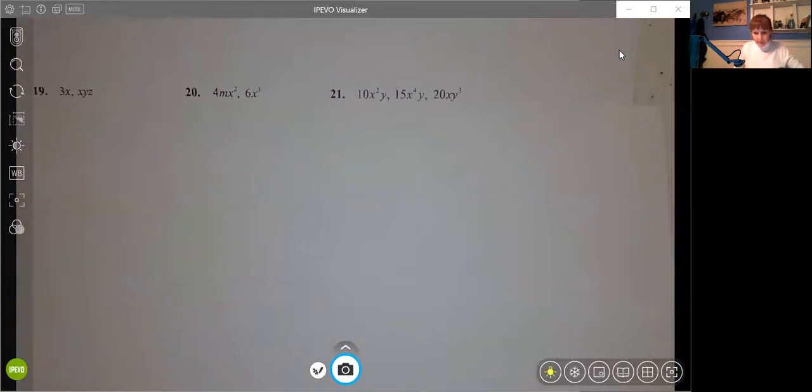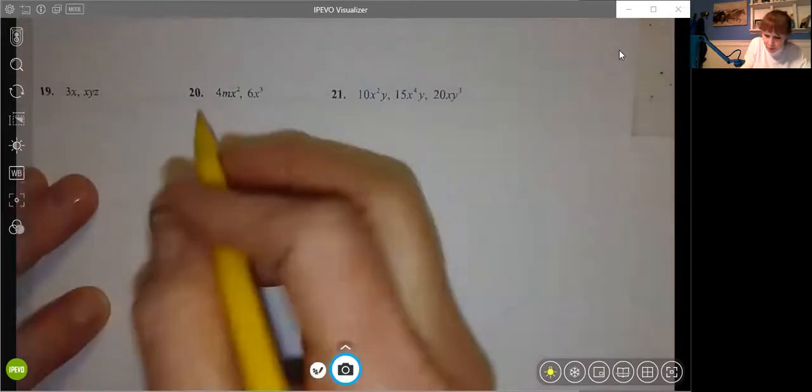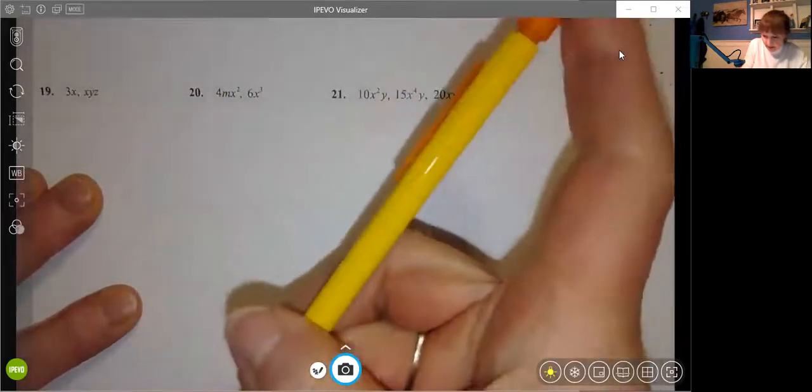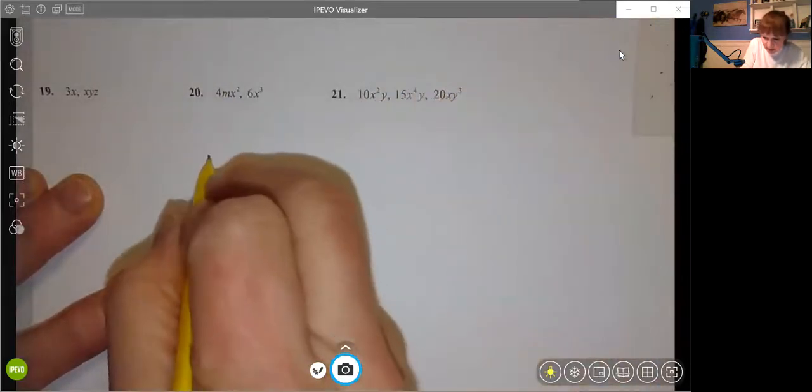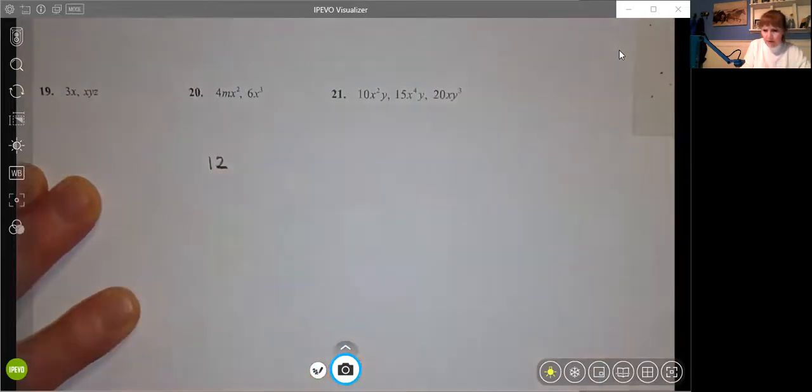All right, so here we have 4 and 6. All right, well, what's the smallest number that both 4 and 6 would go into? And some of you may say 24, but you'd be a little off because there's a number that they will both go into that's smaller than 24, and that's 12. So 4 and 6 both go into 12. So I'm going to have 12 as part of my common denominator.